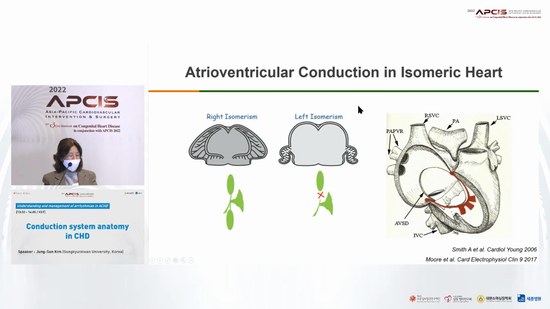In left isomerism cases, a single AV node is usually found. Moreover, disconnection between the AV node and the ventricular conduction axis is a common finding in left isomerism. Therefore, atrioventricular block is usually associated with left atrial isomerism.